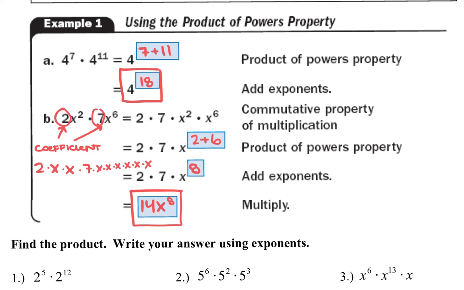All right, now again, this is a little bit tricky, and this is why in every problem you have to ask what the base is. In example A, 4 was the base, and so therefore the base stayed the same. The 4 did not change. But in example B, x is the base. 2 and 7 were not the base. They were the coefficients, and that's why we were allowed to multiply them, and the x is what stayed the same as the base. All right, so let's do some more practice with this.